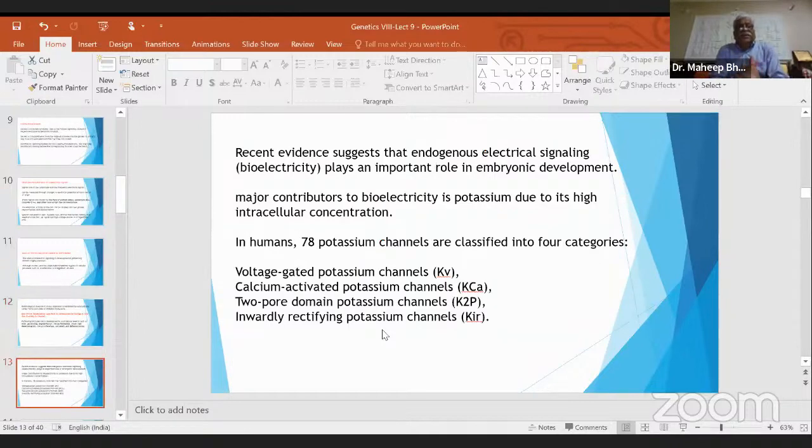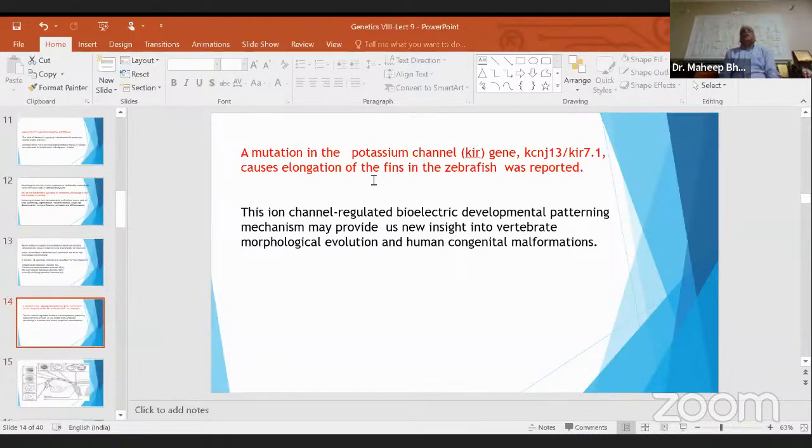Well, the experiments have suggested that in humans, about 78 potassium channels are basically related with the development of this bioelectricity in the human body. And these are named voltage-gated potassium channels, calcium-activated potassium channels, two-pore domain potassium channels, something like this. And all these potassium channels are under the control of genes, but especially the potassium channel known as Kir7.1, governed by a gene known as KCNJ13, is basically related with the elongation of the fins of a fish known as zebrafish. Okay, this was studied for the first time.